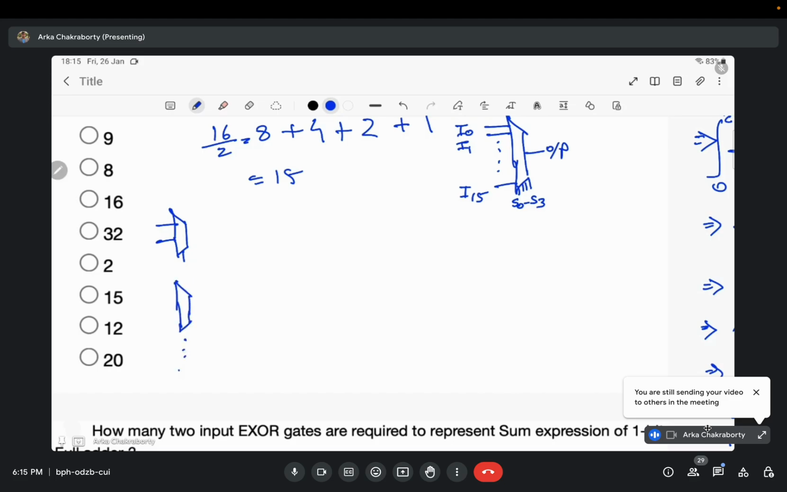So say in the first stage I have 8 such 2:1 muxes: I0, I1, I2, I3 dot dot dot, I14, I15. There will be 8 outputs. This is my first stage, right? In the second stage, there will be 4 muxes, right? Because I have 8 inputs.